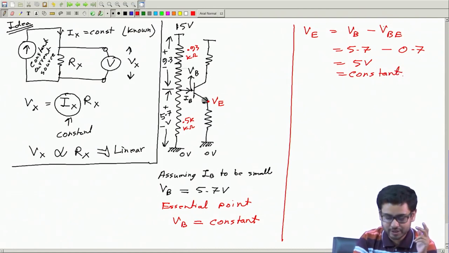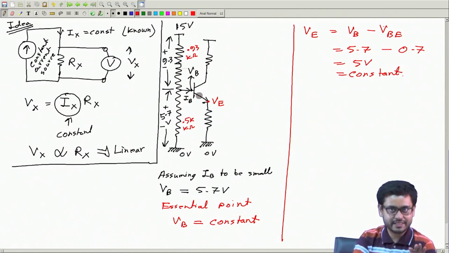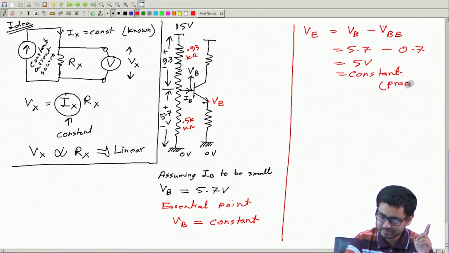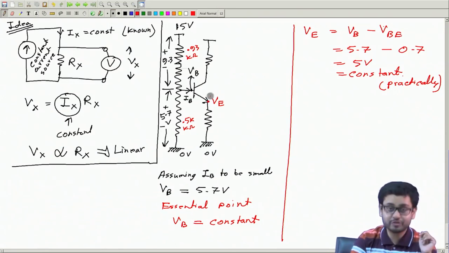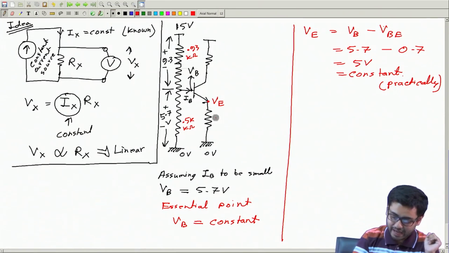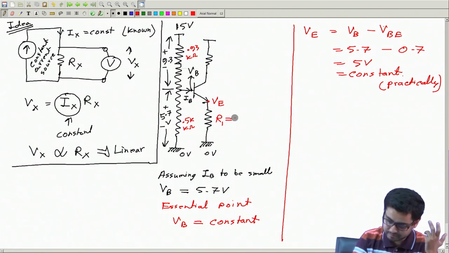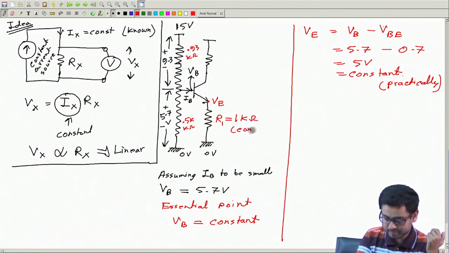Why? Because we know this VBE is practically constant. It can be 0.6971, but not much changing from 0.7. So this voltage is practically constant, or changing very little. Okay, ignore that. So now if this voltage is constant, and I take a fixed resistance, a constant resistance, R1 equal to maybe whatever 1 kilo ohm, constant and known.